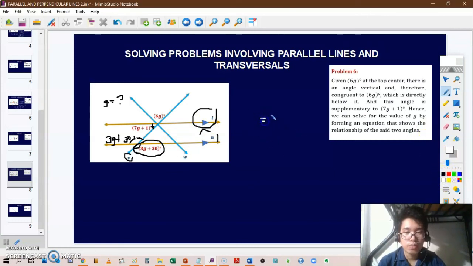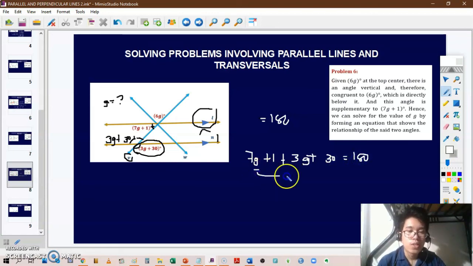180 degrees. So 7G plus 1 plus 3G plus 30 is equal to 180 degrees. From here, we can now solve for the value of G. This will give you 7G plus 3G, so it's going to be 10G, and 30 plus 1 gives you 31, equal to 180 degrees.